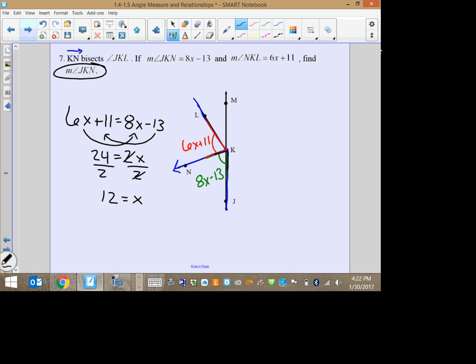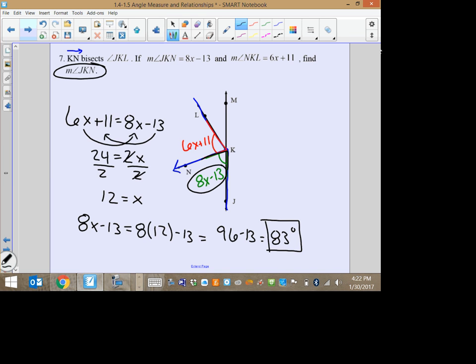So JKN was our 8x minus 13. So we want to plug our x in. We have 8x minus 13, but we know that our x is 12, so we take 8 times 12 minus 13. We get 96 minus 13 to give us 83 degrees for the measure of angle JKN. Again, pause and rewind this part if you didn't follow, or come see me if you have more questions.